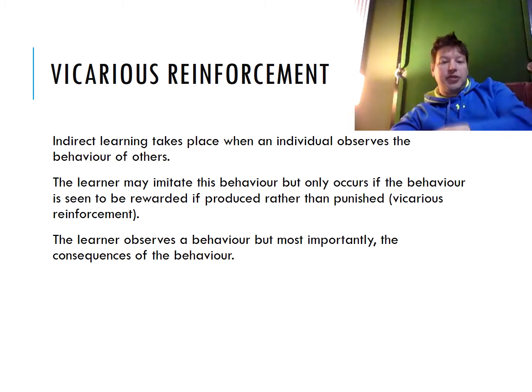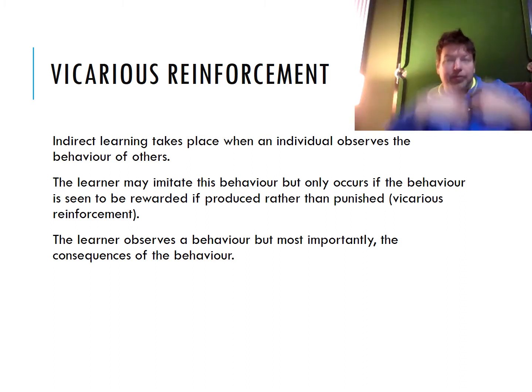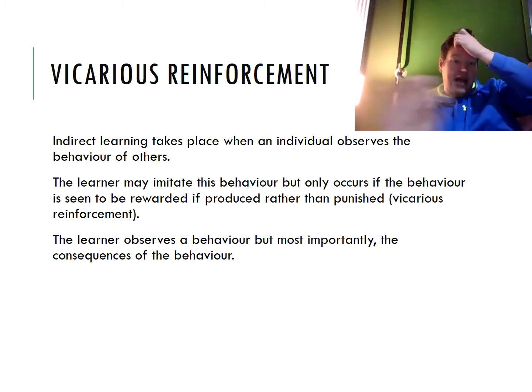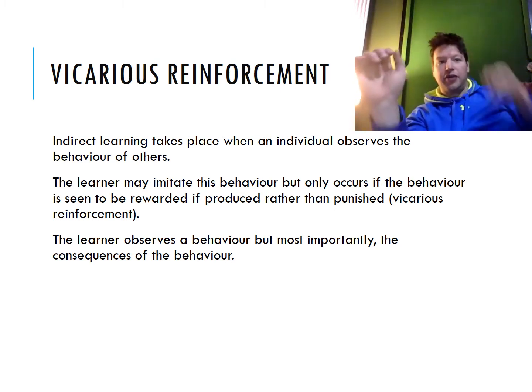So the learner observes a behaviour, but most importantly, the consequence of that behaviour. So if somebody we are watching has a negative reinforcement, something negative, punishment happens to them, then we're less likely to copy them. All right, so you just understand that balance of indirectly, vicarious reinforcement. This word vicarious is a key term for you.